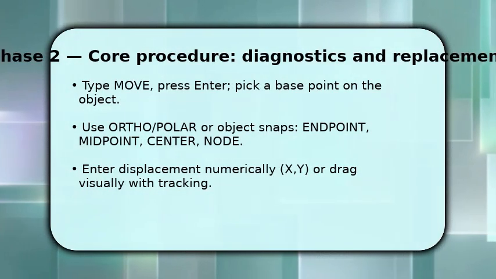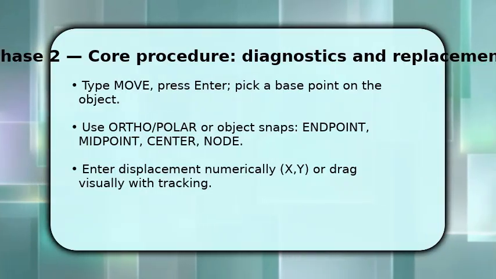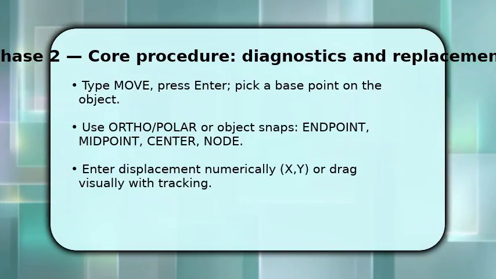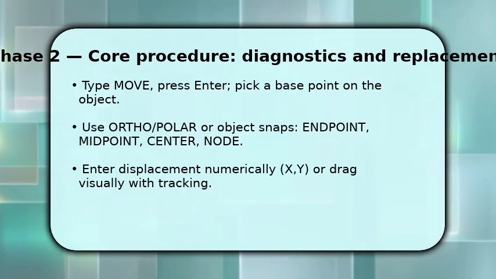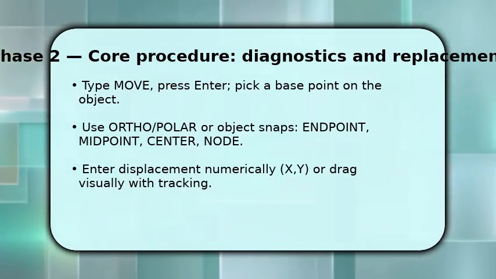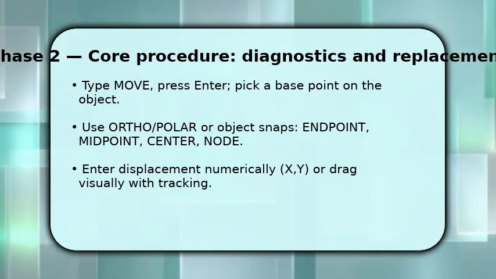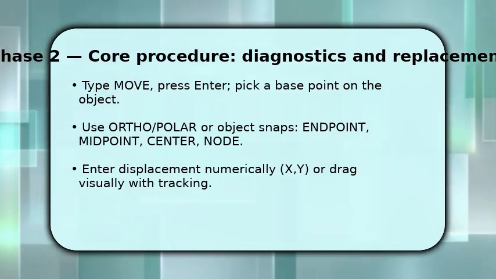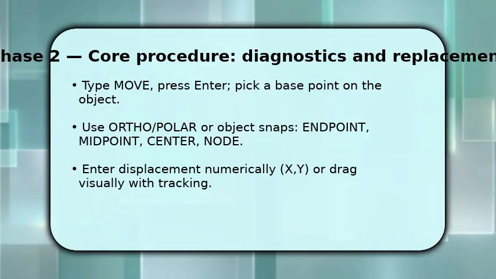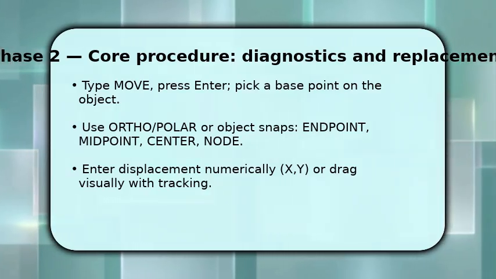You invoke the move command and pick a clear base point on the object. Choosing a logical reference helps repeatable placement. Then, use object snaps like endpoint, midpoint, or center to lock onto geometry. That's why snaps matter. You can either drag the object and watch tracking lines or type a precise X, Y displacement to move it numerically.